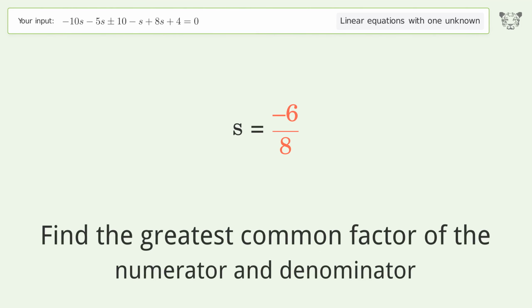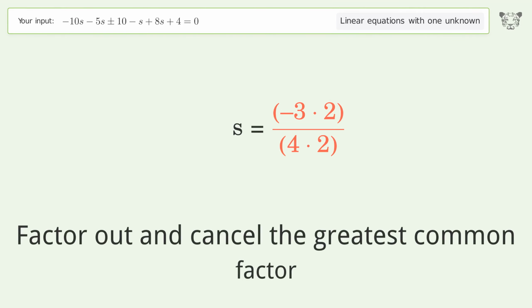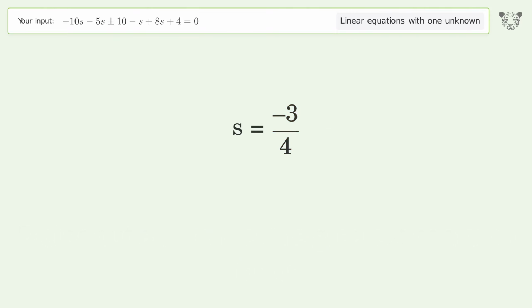Find the greatest common factor of the numerator and denominator. Factor out and cancel the greatest common factor. And so the final result is s equals -3/4.